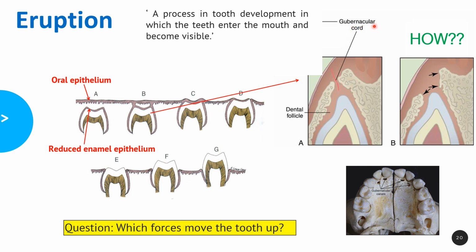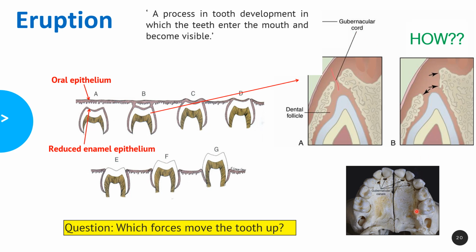This is called the gubernacular cord. What we need to do is to change this formation of the bone to a shape which allows the tooth the space to move through the bone into the oral cavity. This is called the gubernacular canal. It needs to be made wider.